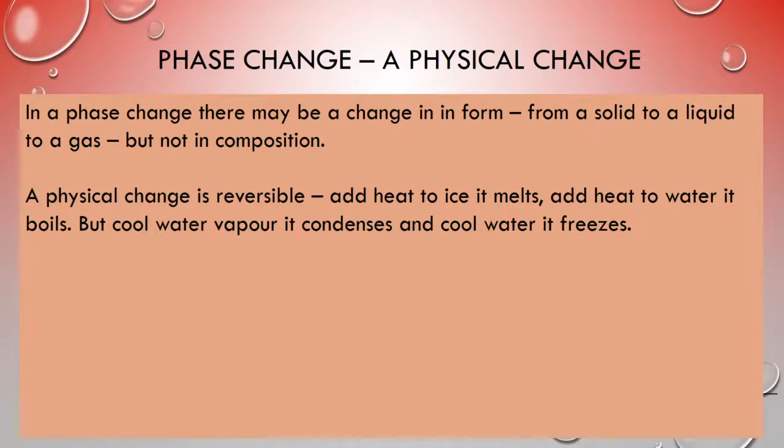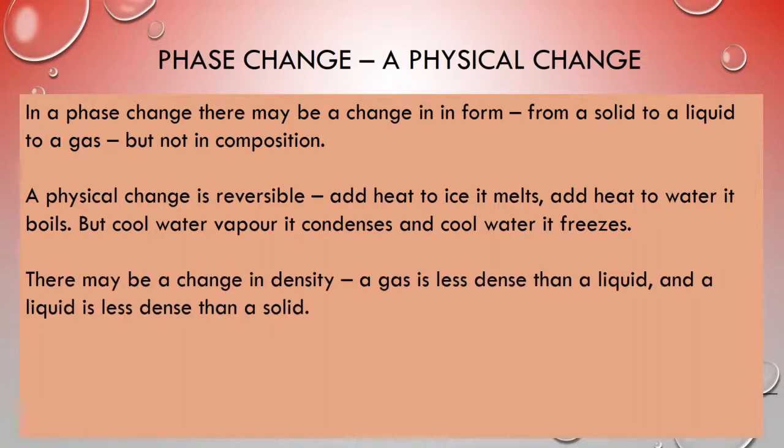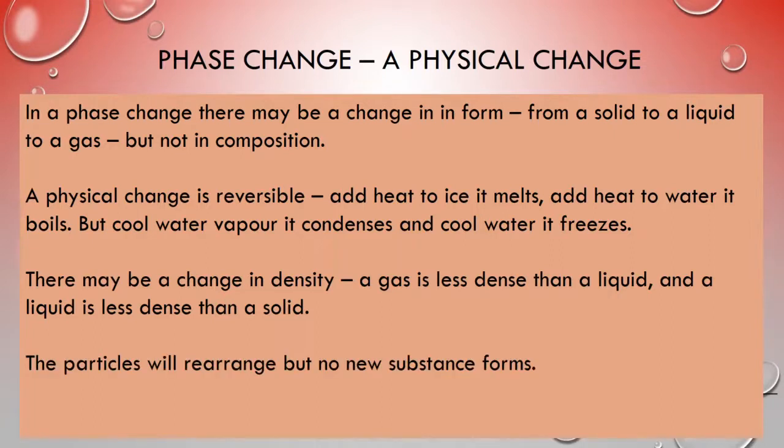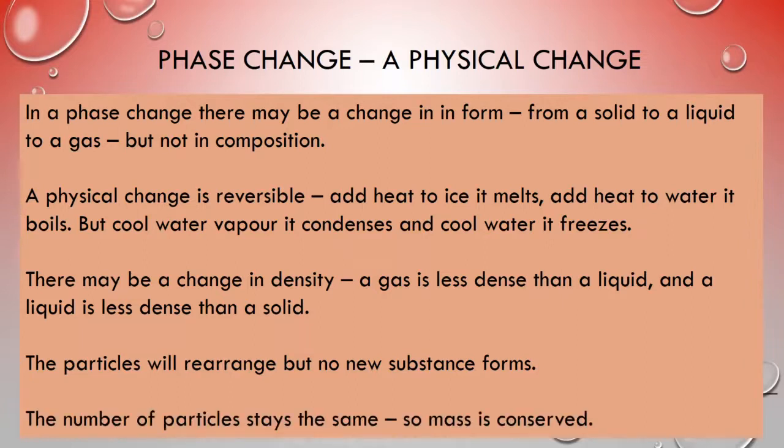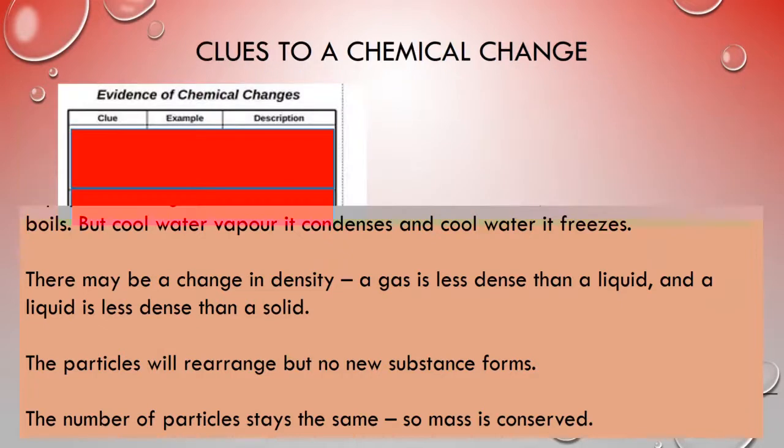When you heat ice, it melts. You add heat to water, it boils, but you can condense water and you can freeze water back into ice. There may be a change in density again, but still it is water. The particles may even be rearranged, but no new substance forms. That is how we know it's a physical change. And the number of particles stays the same, so mass is conserved in a physical change.